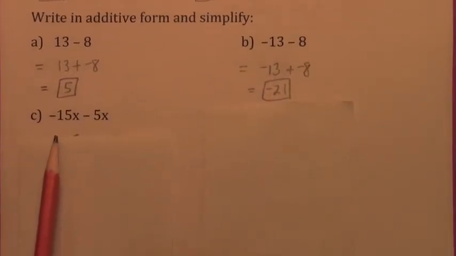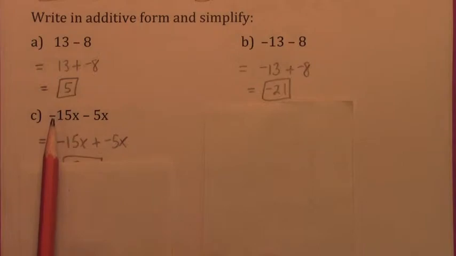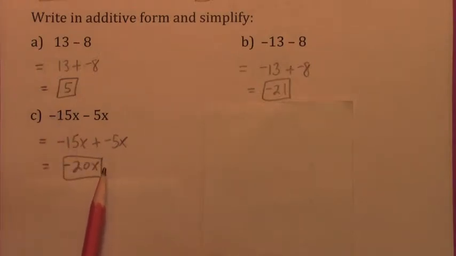Similarly, this is negative 15x minus 5x. That minus sign becomes plus a negative. So this negative stays the same, doesn't change. So once you write it this way, you're less likely to make a mistake. Negative 20x is the answer, right?